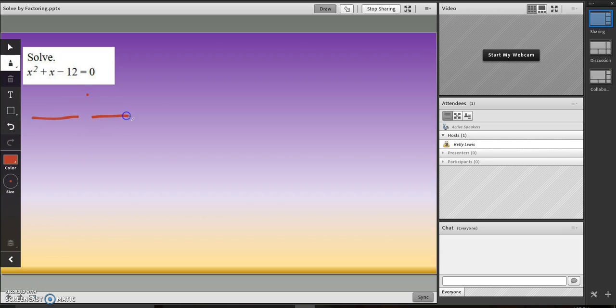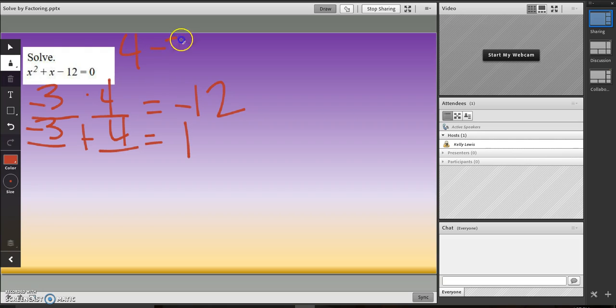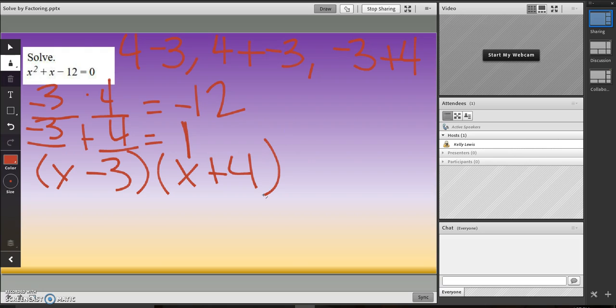We got to solve it, so we're going to figure out what multiplies to give us negative 12 and adds to give us 1. Okay, that's 3 and 4, because 4 minus 3 is 1. So 4 minus 3 is the exact same as 4 plus negative 3, which is the same as negative 3 plus 4. It's kind of confusing. Okay, it all gives you positive 1. Alright, so we have x minus 3, x plus 4. Those are the factors.